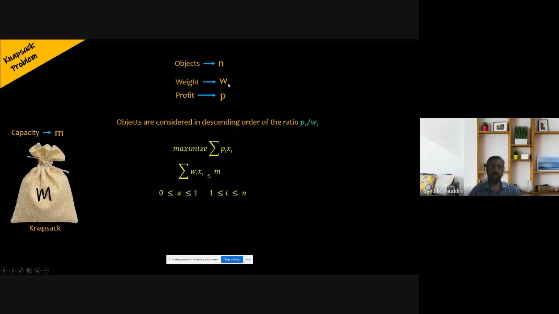Each object has weight and profit associated with it. And there is a knapsack or a bag whose capacity is m. The objective is to maximize the profit earned, subject to the constraint that the total weight in the knapsack should be less than or equal to the capacity of the knapsack, which is m. And the fraction x will lie between 0 and 1, and the number of objects, that is i, for each object i is between 1 to n.